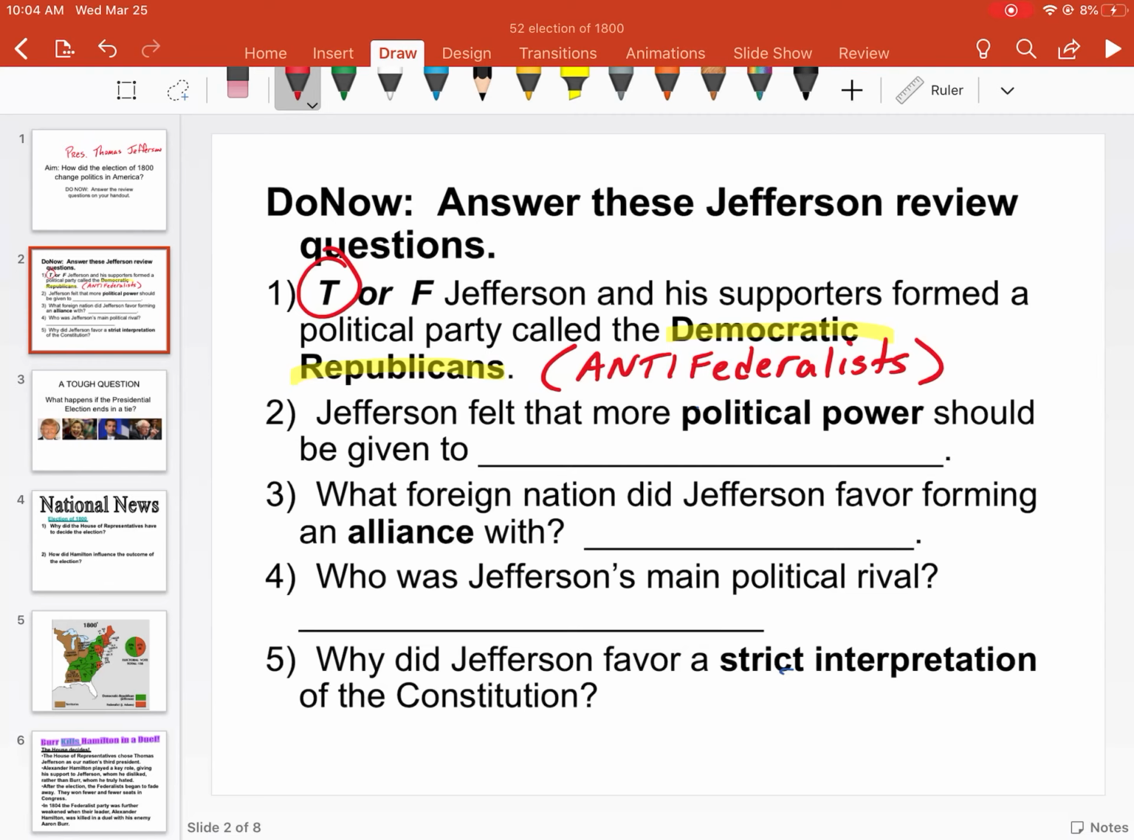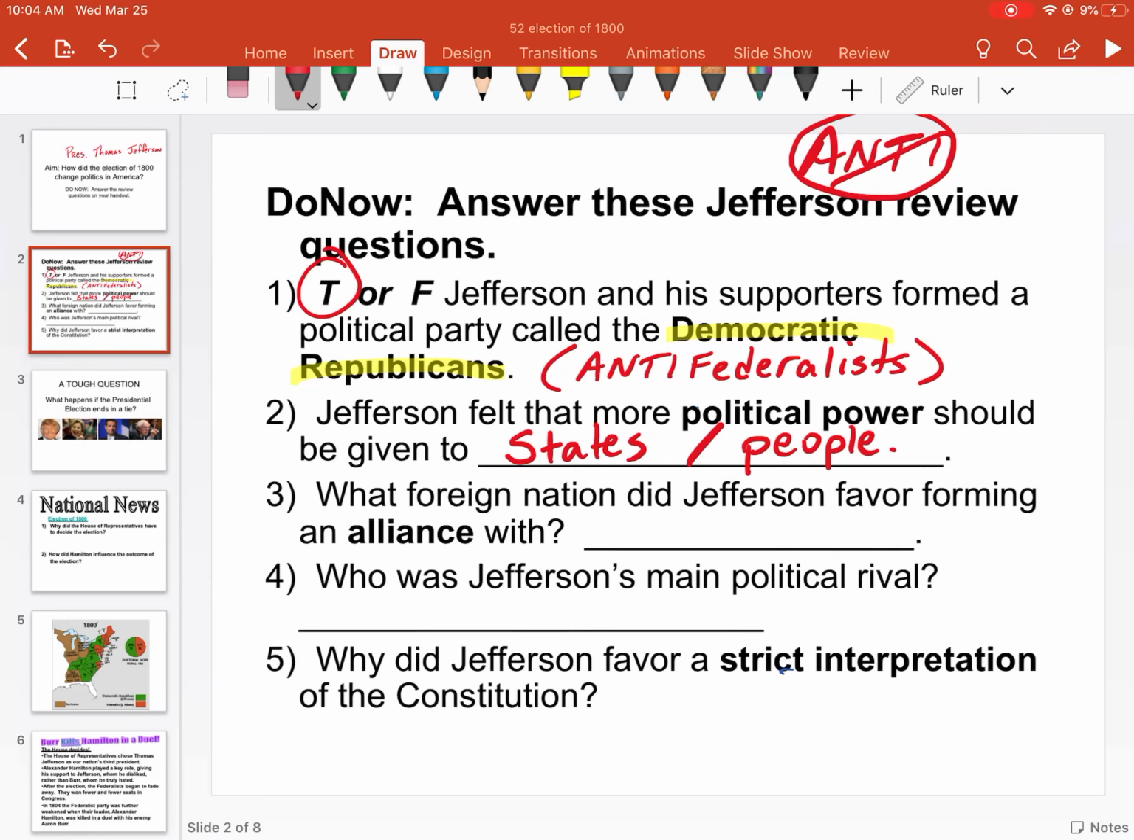Number 2, Jefferson felt that more political power should be given to states. The other correct answer would be people. Remember, Jefferson was anti-federalist, which means he was against. Anti means against. He was against a stronger federal government. He felt power should be given to the states.